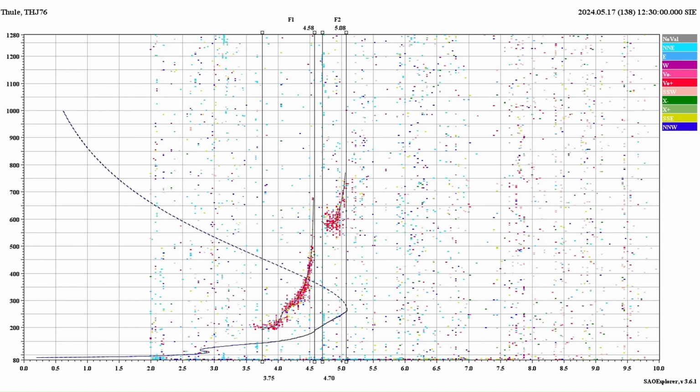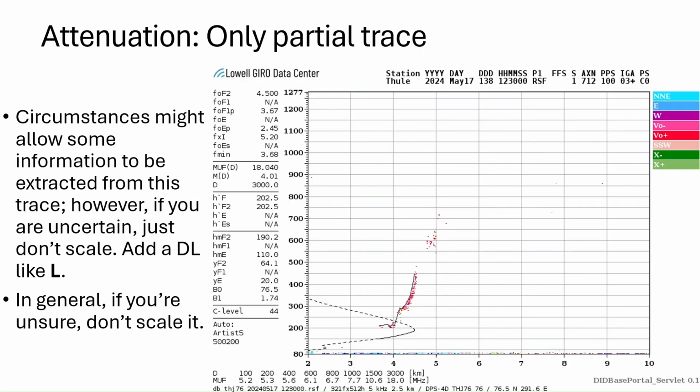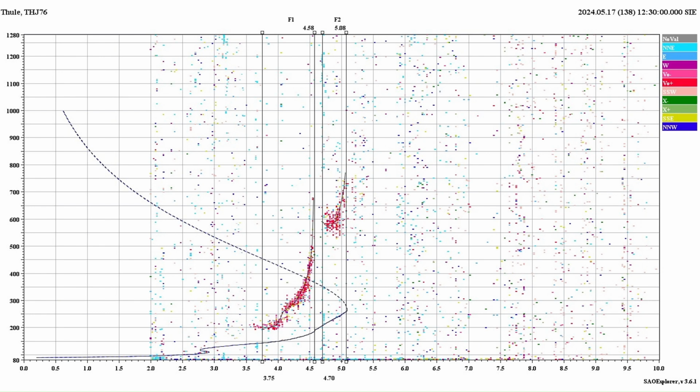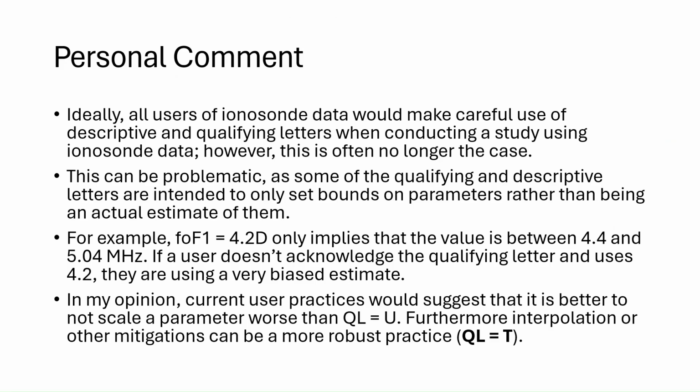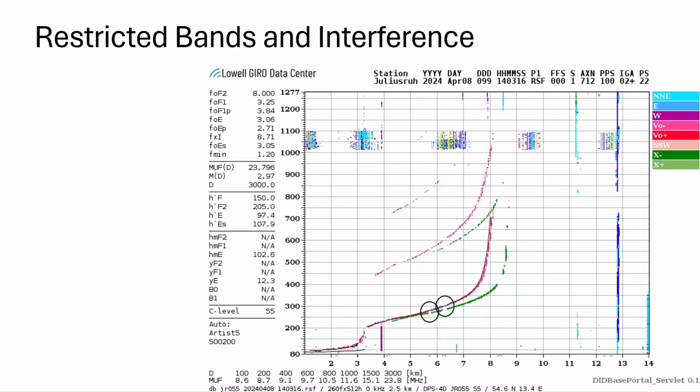So high latitudes are a pain in the ass, just to put that straight out there. This is not an almost ionogram at high latitudes. This is all the time. You have to make a lot of inferences. You have to be very careful about what data you use. And you have to aggregate data across, say, multiple time steps and, well, your own experience as well. This is the same personal comment I made before about qualifying letters, but I'll skip that.